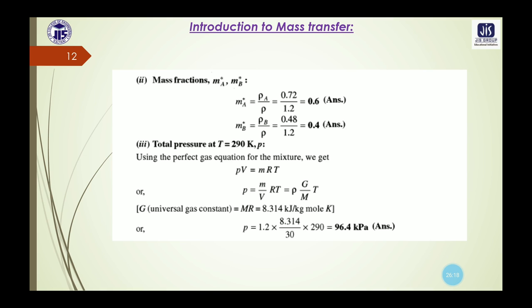Now if we put these values in the formula of the total pressure, then we are getting the value of the total pressure as 96.4 kPa, considering the temperature 290 Kelvin. So this is the procedure to solve this numerical, where we have used all the formulas related to the concentrations, velocities and fluxes.